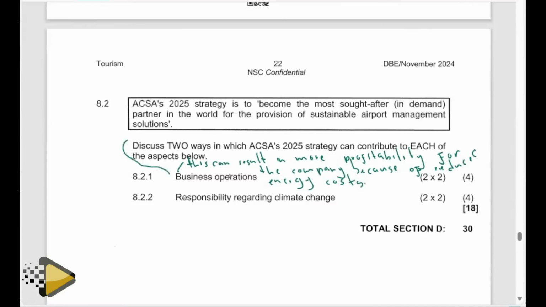Then it can also increase the number of environmentally conscious passengers using those airports. It can actually increase the number of passengers who choose to use those particular airports simply because they practice what we consider to be sustainable and responsible management plans.